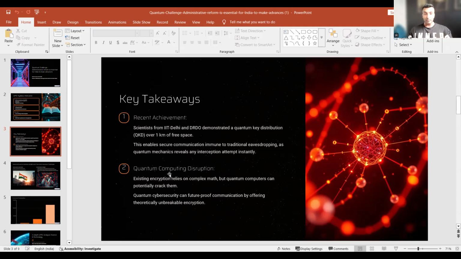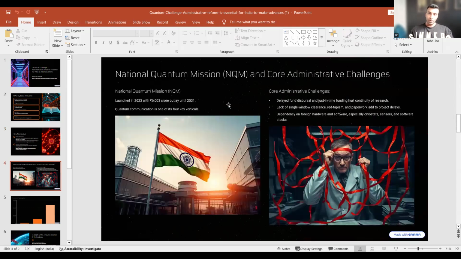Okay, and then quantum computing disruption. The existing encryption relies on very complex math, but quantum computers can potentially crack that, and then quantum cybersecurity can future-proof communication by offering theoretically unbreakable encryption. This one also will look at the National Quantum Mission and the core administrative challenges. The mission was launched in 2023, and the budget outlay is around 6,000 crores. Quantum communication is one of its four key verticals.